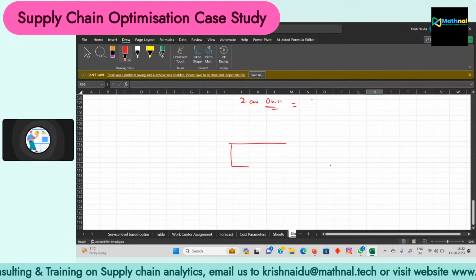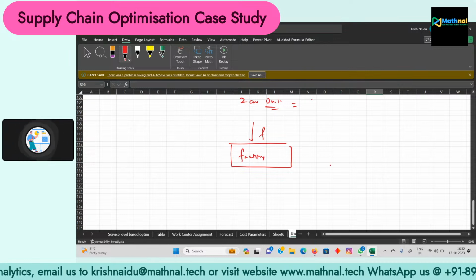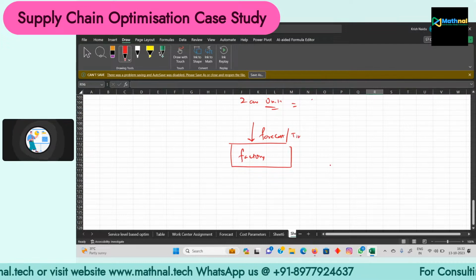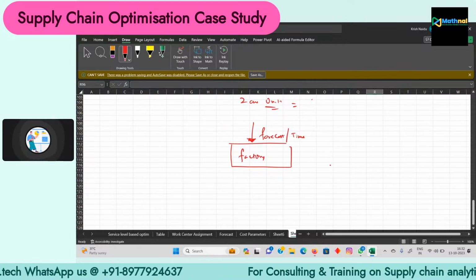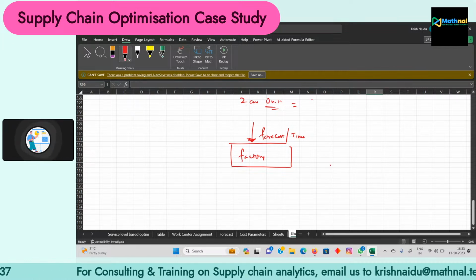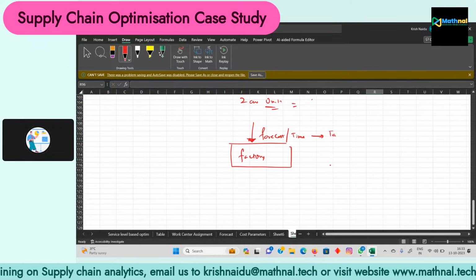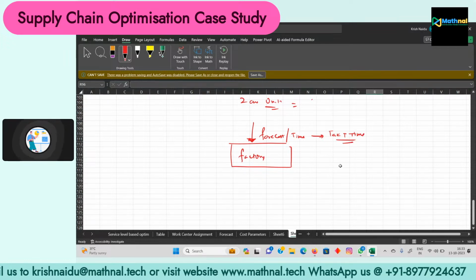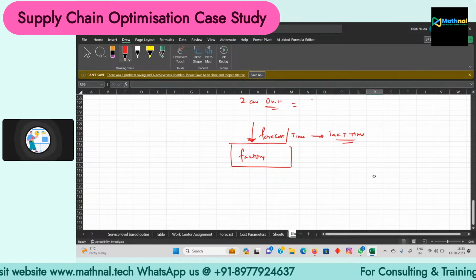So now we have seen our inputs. This is a factory. The first input we have seen is the forecast per unit time. We have understood the importance of time. Time is going to define a major part of our optimization in the forecasting. Now we also converted this forecast per unit time into takt time. This is another thing which we have seen.